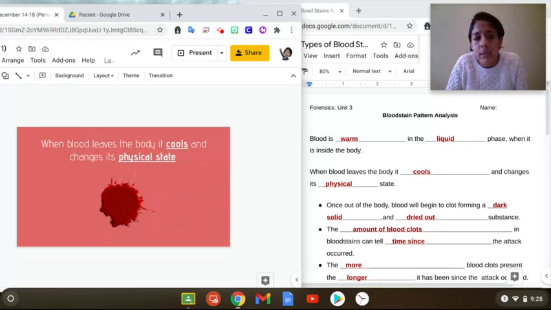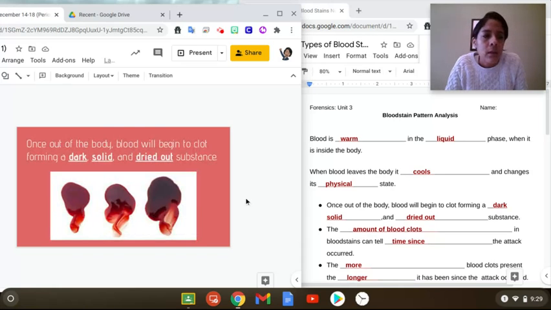But as blood leaves the body, it's going to cool and it's going to change its physical state. And we're going to talk a lot about the characteristics of how blood dries and the types of stains that are present at a crime scene. So we have blood is warm and liquid. Then when it leaves the body, it cools and changes its physical state. And you can see on this side of the screen here are going to be the notes that we're writing down. Once outside of the body, the blood will begin to form a dark, solid, and dried out substance.